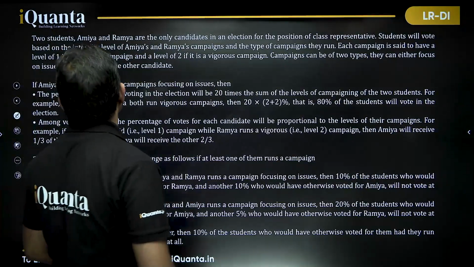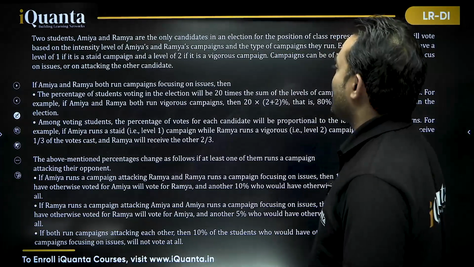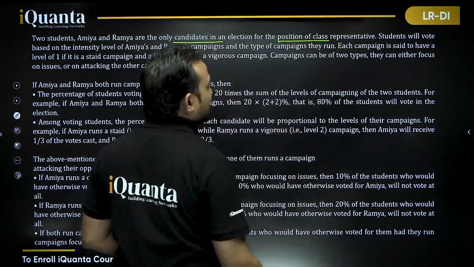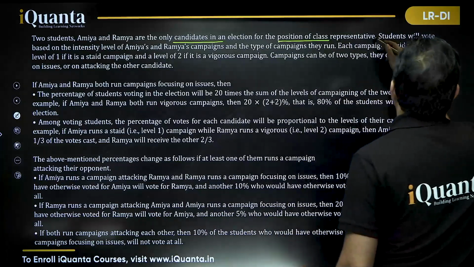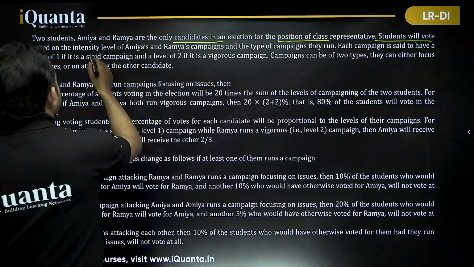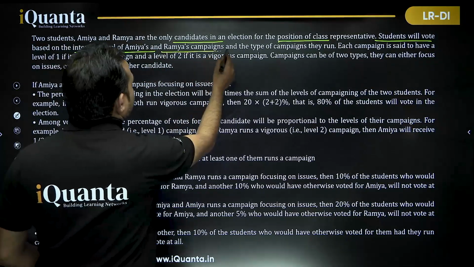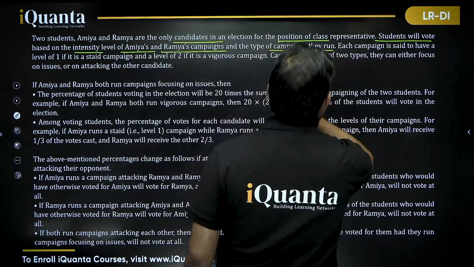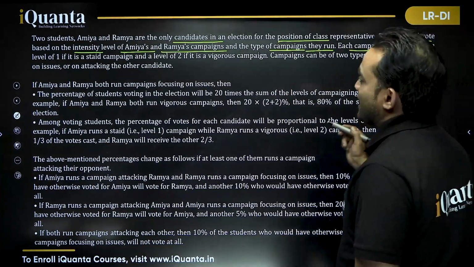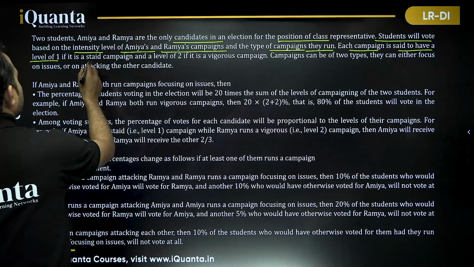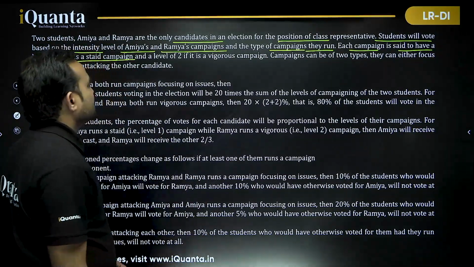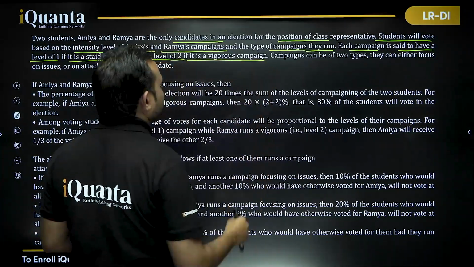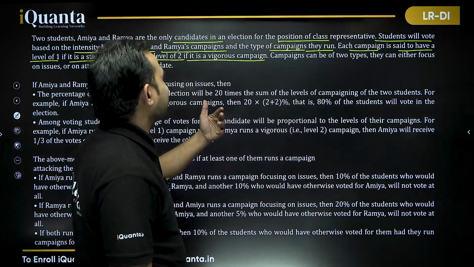So in this one it says two students, Amia and Ramya, are the only candidates in an election for the position of class representative. Students will vote based on the intensity level of Amia's and Ramya's campaigns and the type of campaigns they run. Each campaign is said to have a level of 1 if it is a stately campaign, meaning a serious campaign, and a level of 2 if it is a vigorous campaign, meaning a fun-loving or attacking campaign.